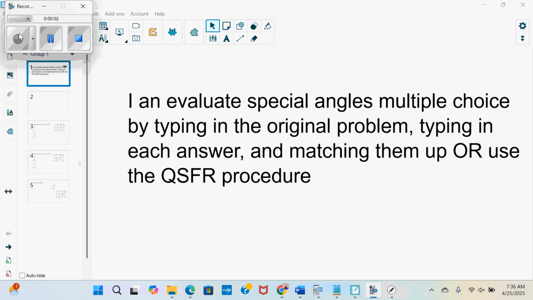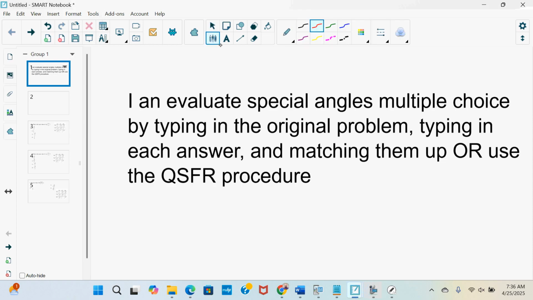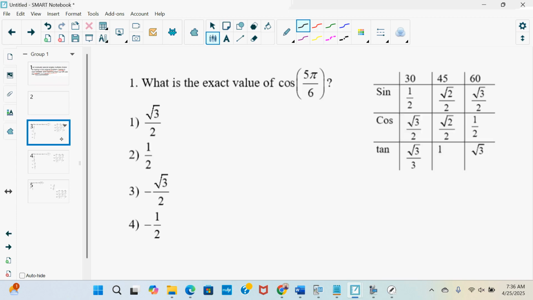Hello, everybody. I can evaluate special angles multiple choice by typing in the original problem, typing in each answer, and matching them up. That's if it's multiple choice. That's way faster and easier. Or I can use the QSFR procedure. Until they start giving us these open response, we're just going to make sure we can do it multiple choice, but we'll go over it open response as well.